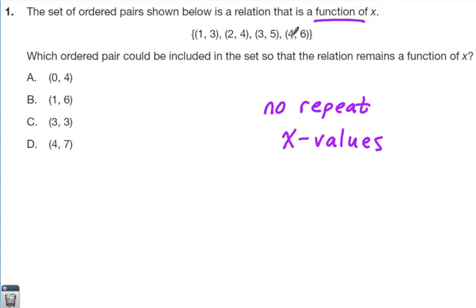So the question is saying which ordered pair could be included in the set and it would remain a function. Well, I think it looks like A, because that would be adding an x value of 0. That wouldn't cause a repeat. So it is A. But again, you want to make sure that you check all the choices before deciding on a final answer. Even if A looked good, which it really did, it was A because adding an x value in the domain of 0 would not double up any other x values. So it would remain a function.